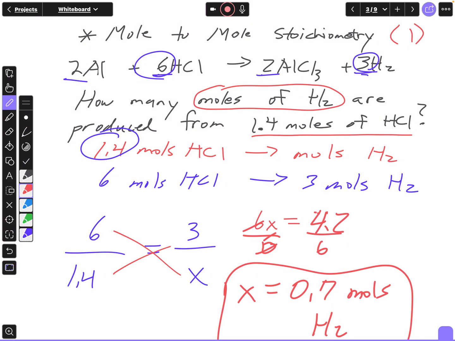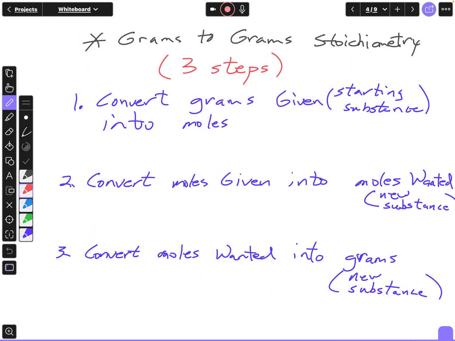Now I showed you another way to do that earlier when we started working these mole-to-mole stoichiometry problems. I showed you 2 different ways of doing this. You can do it either way. I know that most of you are probably doing it this way right here though, and that's why I'm working them out this way. All right, next, gram-to-gram stoichiometry are 3-step problems.